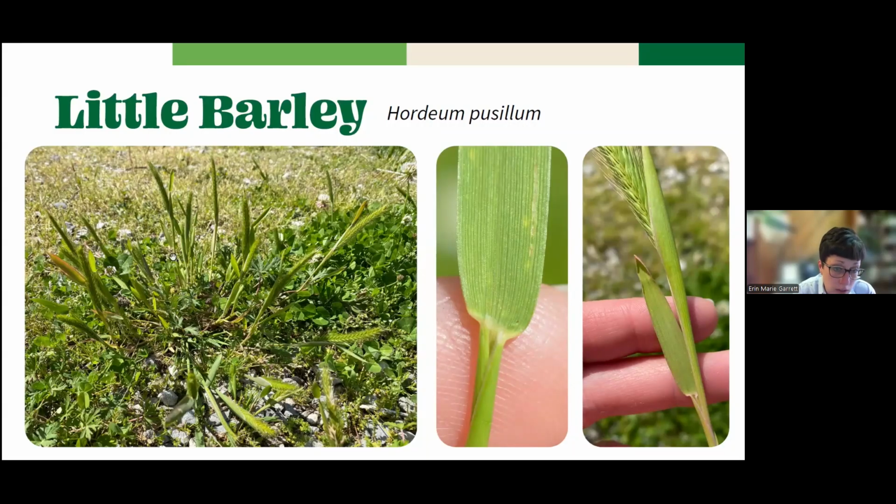So short little leaves, and then all of the little spikes that are out as it flowers. And again, this is growing in a gravel lot along with a lot of other weedy plants. Kind of a close-up of that membranous ligule. And then again, just short little leaves, and we see that little spike.